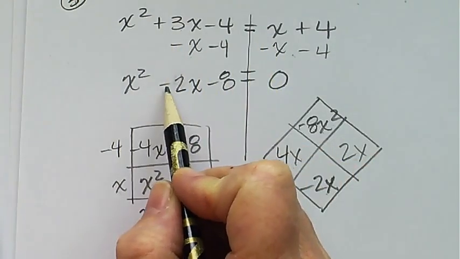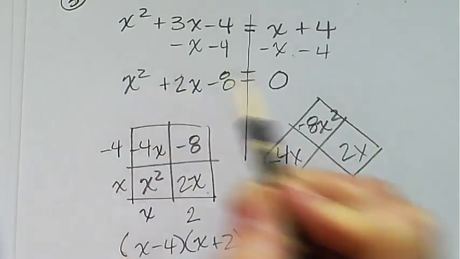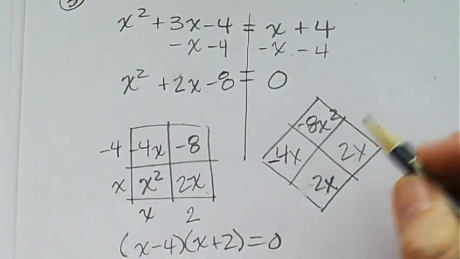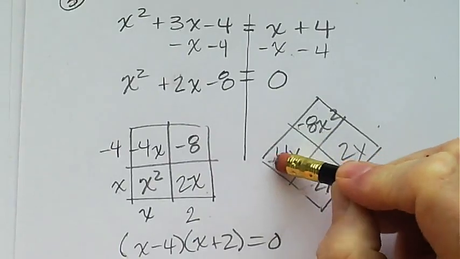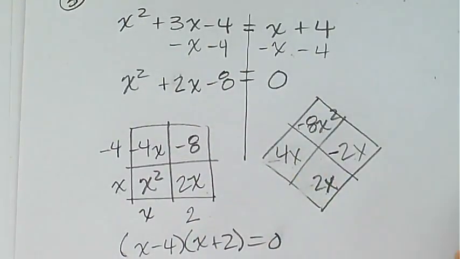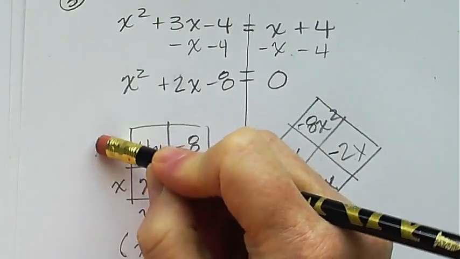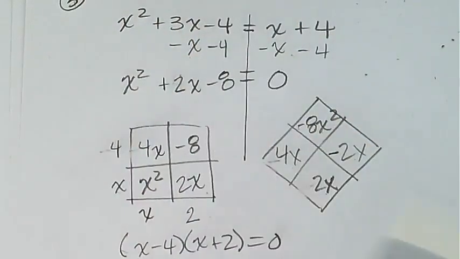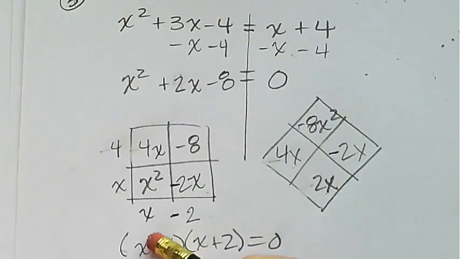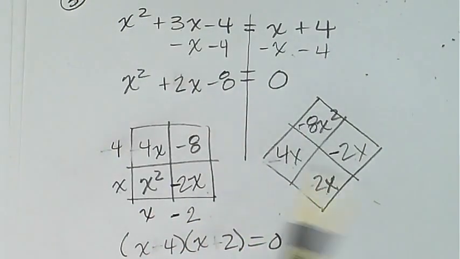Okay, I actually wrote this wrong. 3x minus 1x is positive 2x. So actually, I want the 2 here to be positive, which is going to change the signs on these. So I want the 4 to be positive and the 2 to be negative. So that would be x minus 2 instead of x plus 2. So x plus 4 equals 0 would give me x equals negative 4.